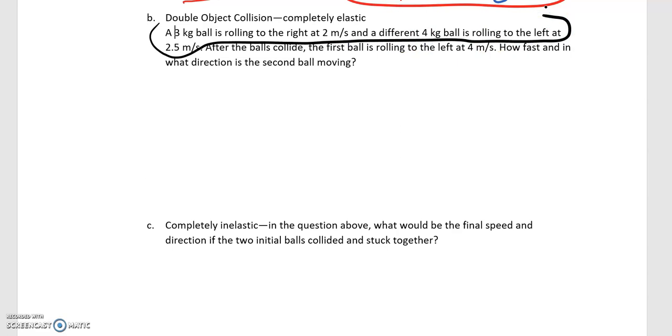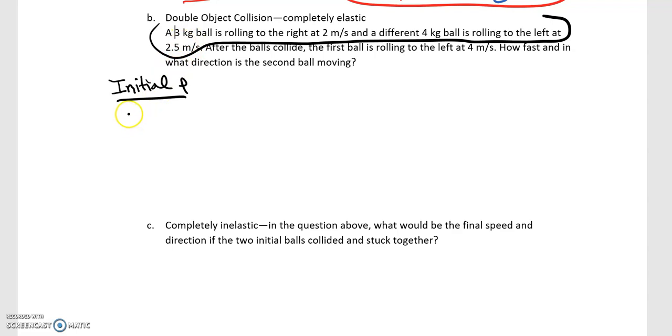Okay, after the balls collide, the first ball is rolling to the left at 4 meters per second. How fast and in what direction is the second ball moving? So that second sentence is giving us the after-the-collision values. Now, when we're working with these problems, we are going to be working with the conservation of momentum. So our momentum before has to be equal to the momentum after. I'm going to call the momentum before the initial momentum, and it is the sum of the individual values.